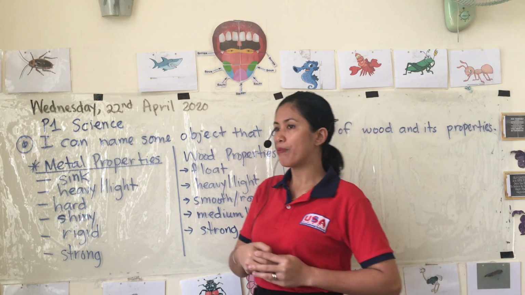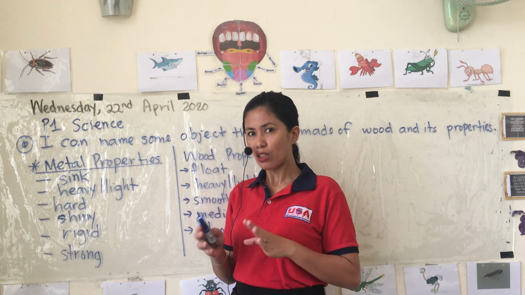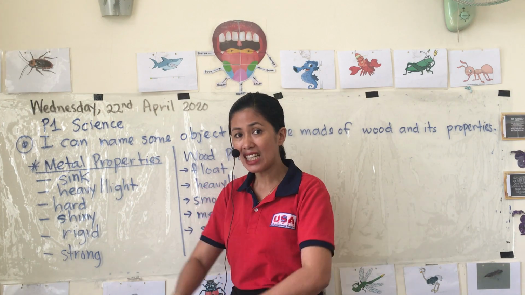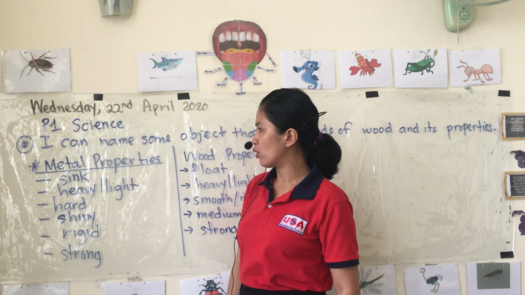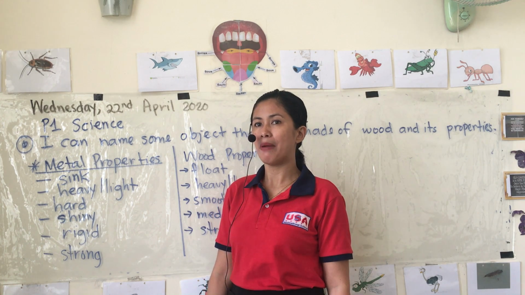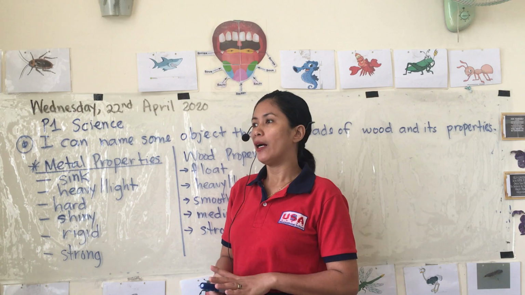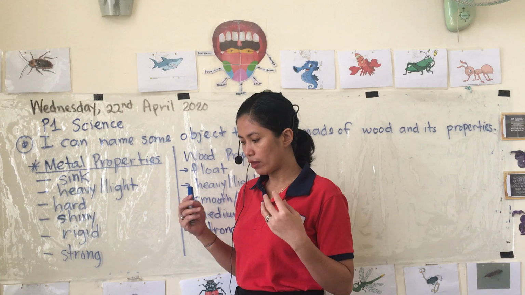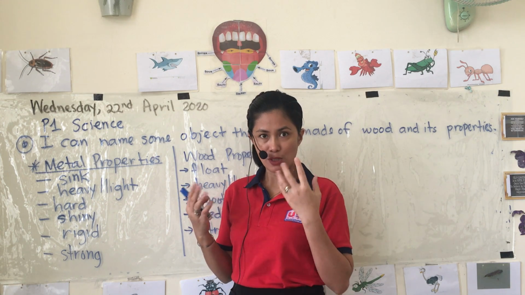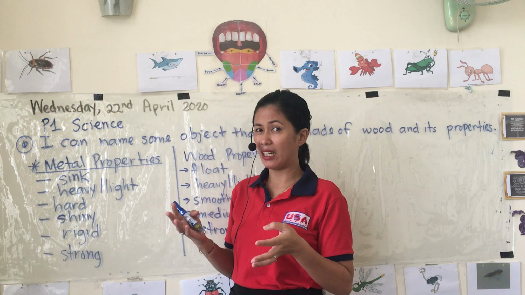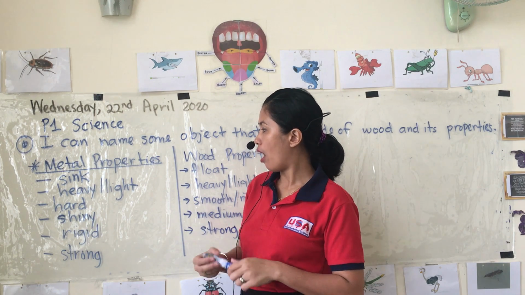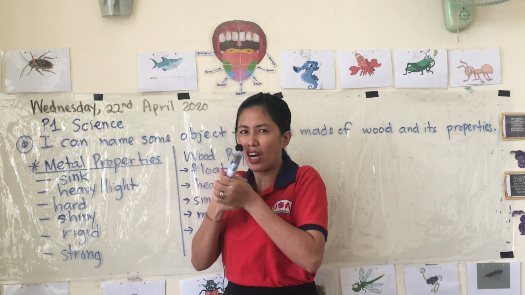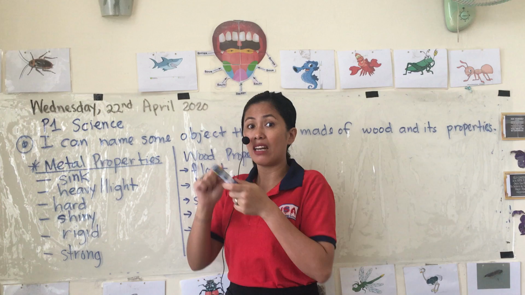So we all know, based on our experiment the last time, the sink or float, that metal can sink, right? And we all know also that some metals, depending on the size, are heavy, and if the metal is small, then it's going to be light. And hardness of an object, it's not really like hard, but how easily it can be scratched.